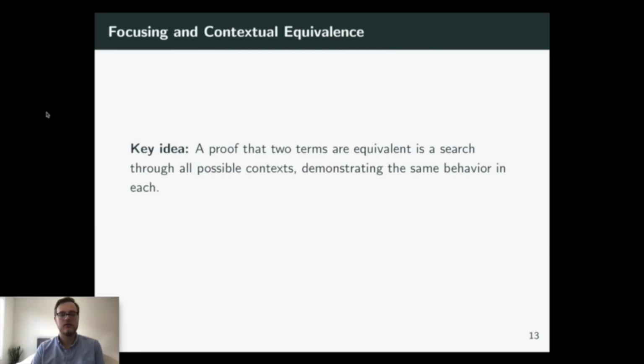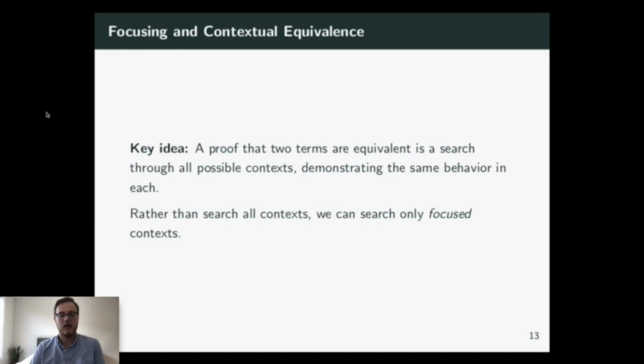So why are we talking about a proof search technique in a talk about contextual equivalence? Well, it turns out that a proof of contextual equivalence is just a search through all possible contexts, demonstrating the same behavior for each context. And so if you think about it like this and you apply the completeness of focusing, then you can see that there's no need to search through all possible contexts. You only need to search through focused contexts.